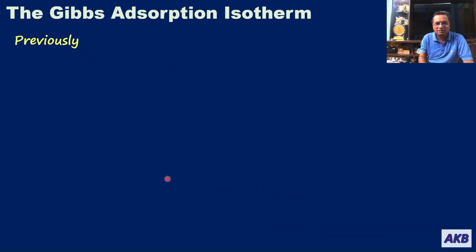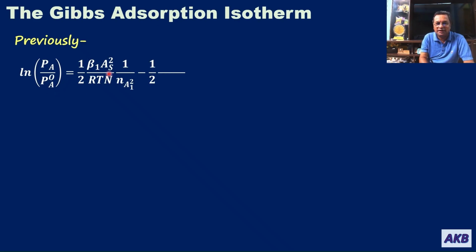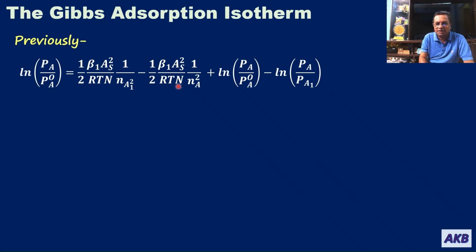So in the next step, what will happen? Previously we got ln of PA upon PA naught, that is equal to 1 by 2 beta 1 A square upon RTN into 1 upon NA1 square minus 1 by 2 beta 1 A square upon RTN into 1 upon NA square plus ln of PA upon PA naught minus ln of PA upon PA1. So if you look at these two terms, it is like ln of A minus ln of B. So it will be ln of A upon B.